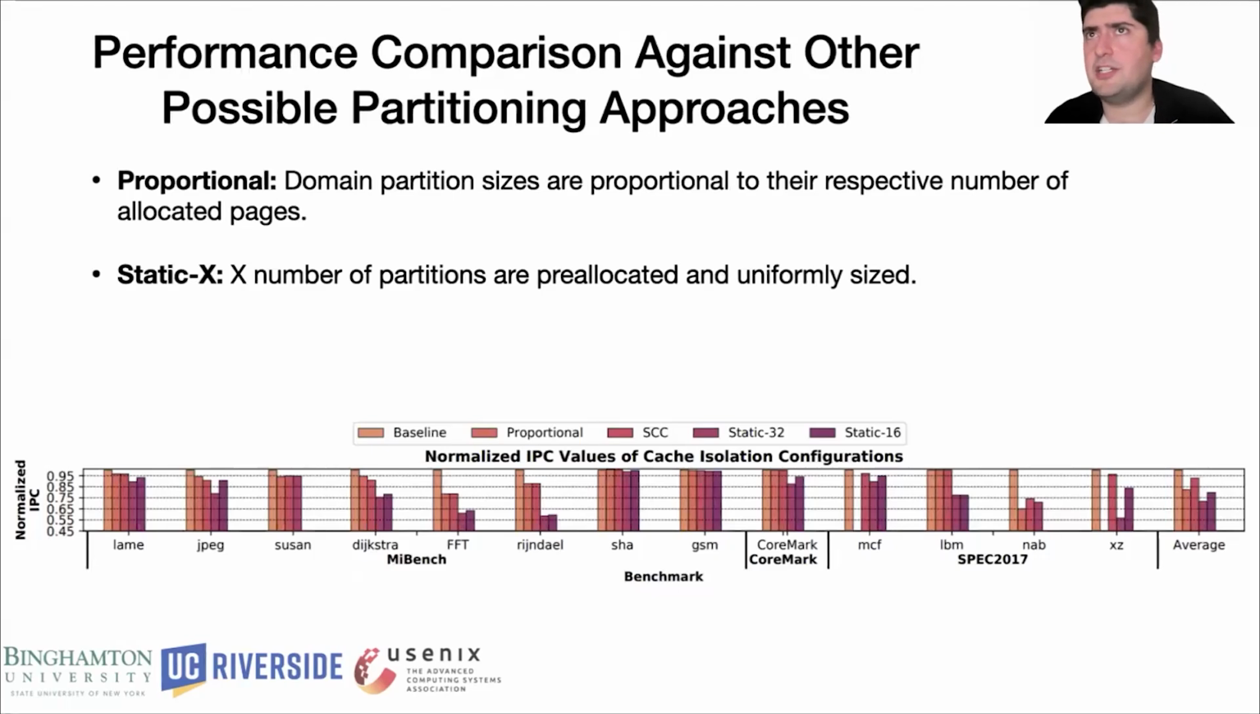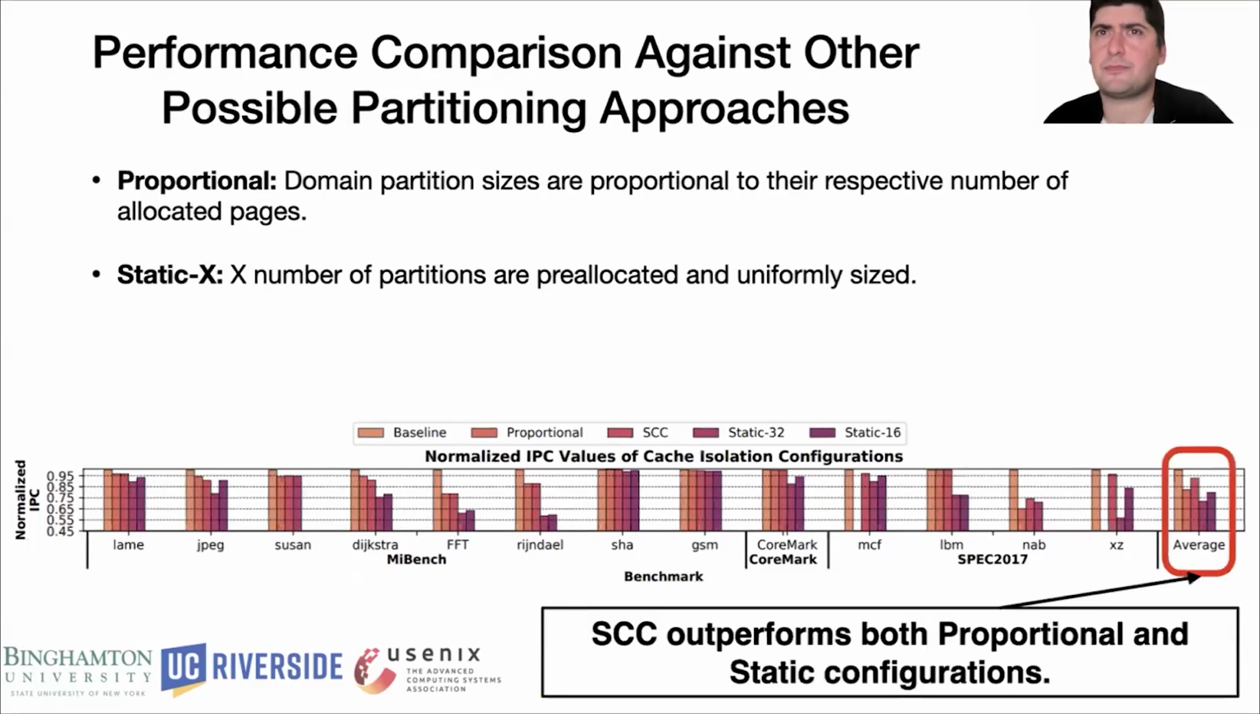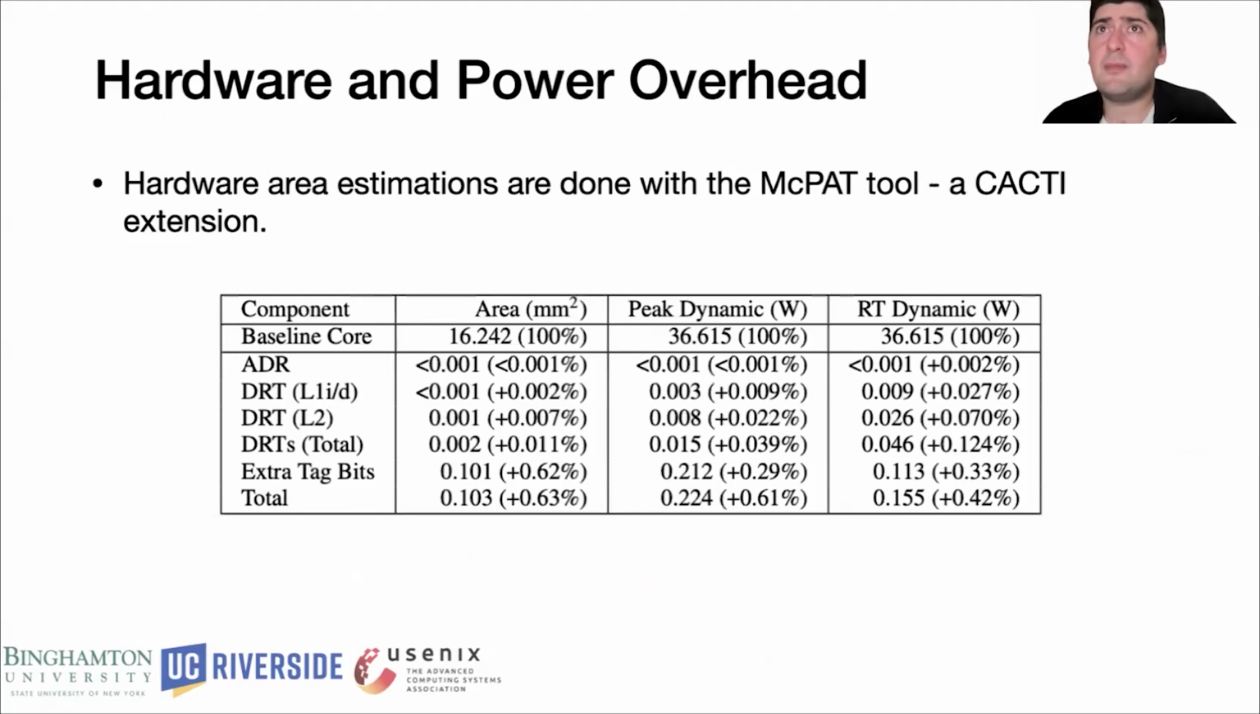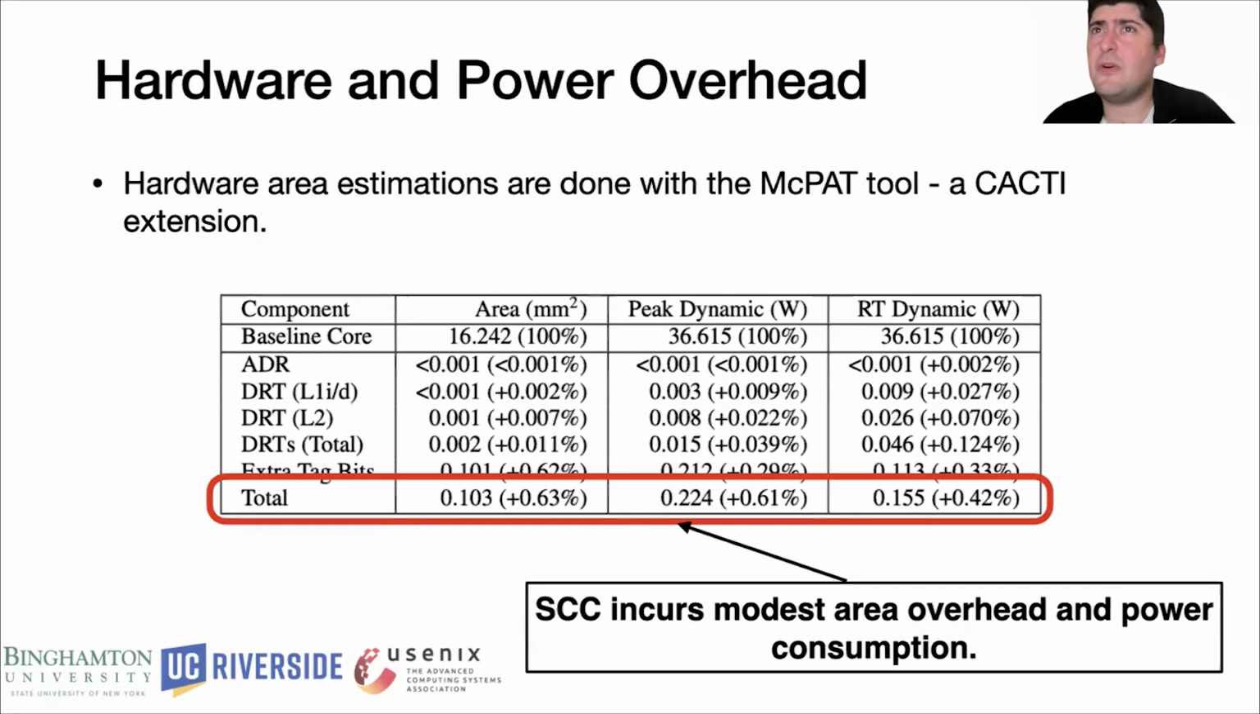We also compare different partitioning layout configurations, which are proportional and static. In the proportional configuration, domain partition sizes are proportional to the number of pages allocated for that particular domain. In the static configuration, a pre-selected number of uniformly sized partitions are pre-allocated proactively. Here, SCC outperforms both of these allocation techniques, which incur more than 25% performance loss, while SCC incurs only 7% again. Finally, we use the McPAT tool to estimate hardware and power overhead. We demonstrate that SCC adds only 0.63% hardware area overhead, as well as a modest amount of additional power consumption.